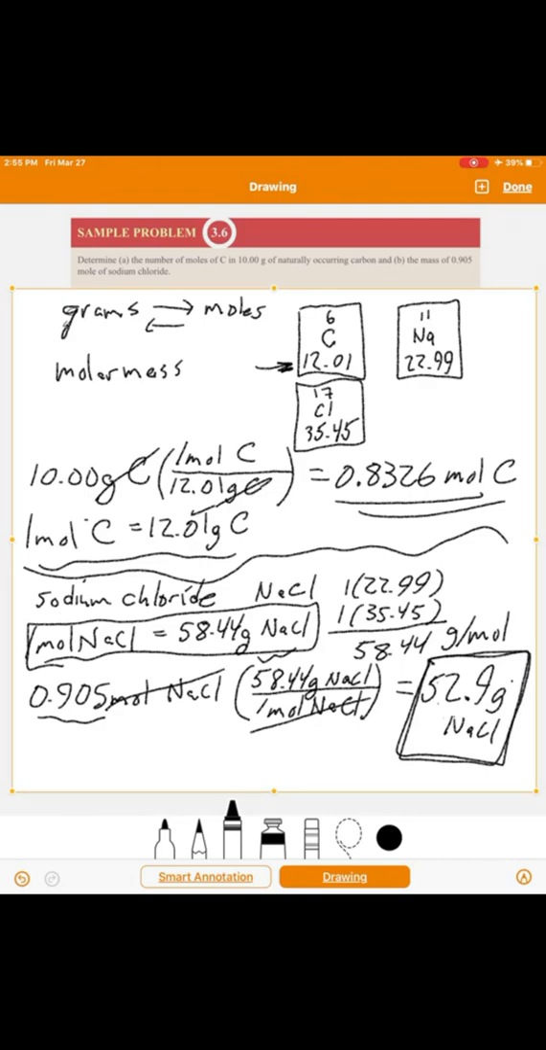So part A, we did the conversion from grams to moles. Part B, we did the conversion from moles to grams with the added fact that we had to use the molar mass of a compound, right? This is a compound here. So we had to add those molar masses together for each element to get the molar mass of the compound, and then that's what we used in our conversion.